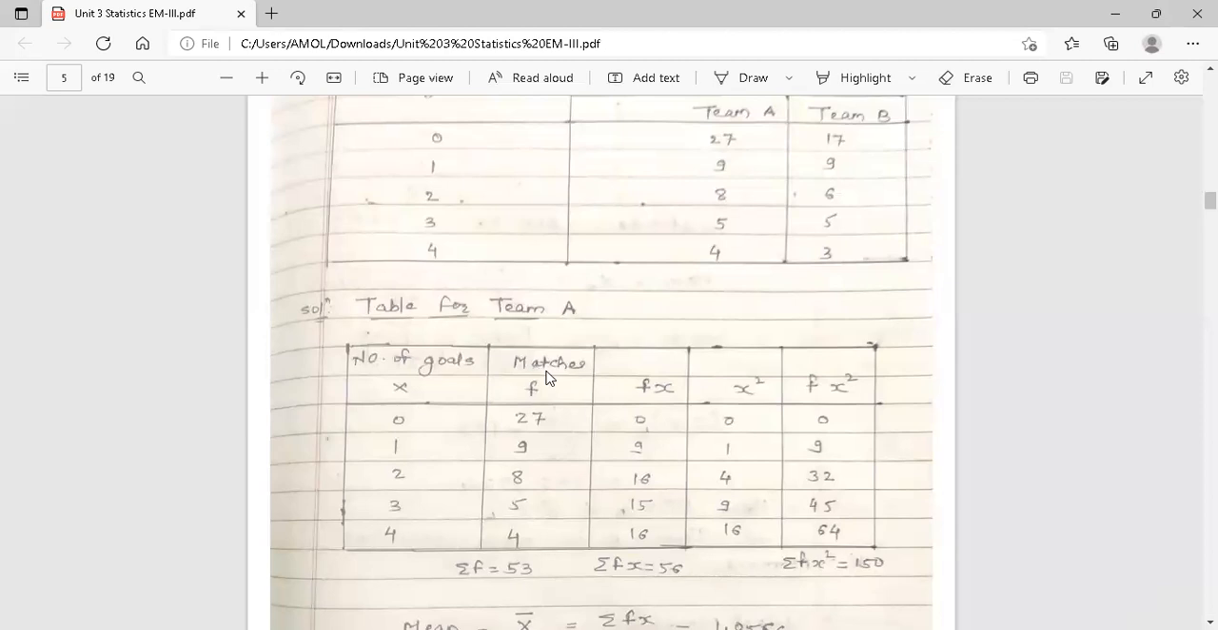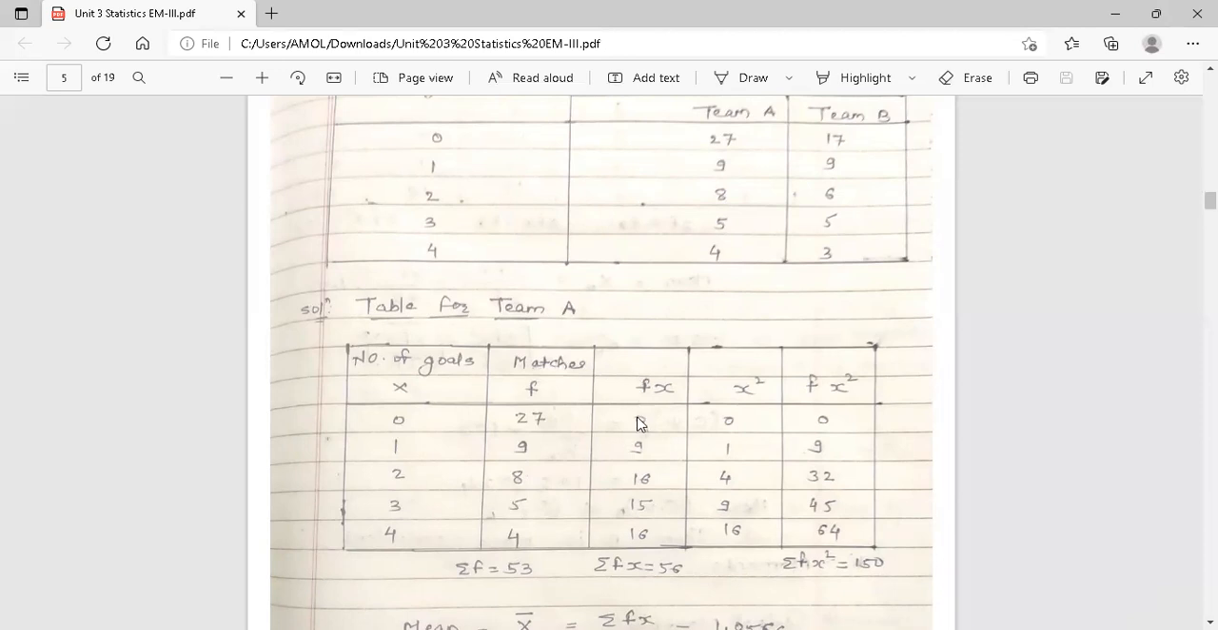The next column, the number of matches, means frequencies for team A. We are discussing team A. 0 goals are there in 27 matches, 1 goal in 9 matches, 2 goals in 8 matches, 3 goals in 5 matches, 4 goals in 4 matches. So 27, 9, 8, 5, 4. These are the frequencies for the goals 0, 1, 2, 3, 4 respectively. So the second column is of frequency, means number of matches.